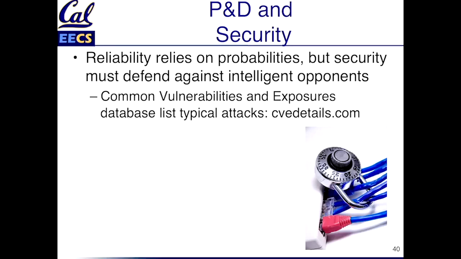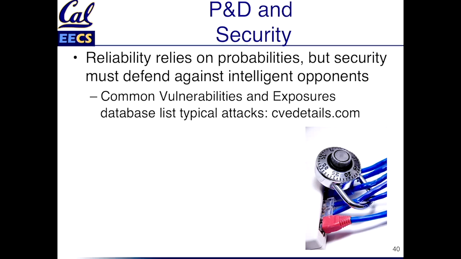What's different between reliability and security? The difference is that with reliability we can count on probabilities: the amount of redundancy you need depends on the frequency of a failure happening. If you assume failures are independent, you just need a modest amount of redundancy, but not for security, right? You have an intelligent opponent that's probing vulnerabilities.